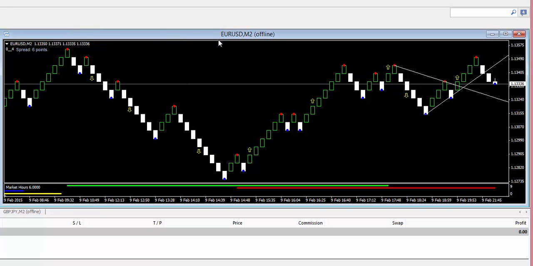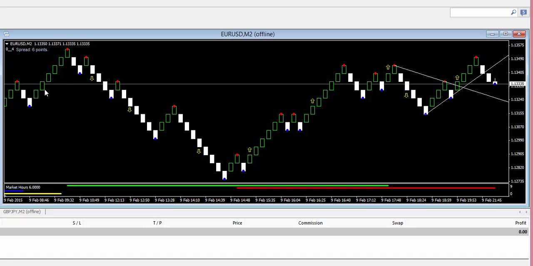Again, this is something we teach in our workshop very early on, and it's a very basic strategy, but it's a very simple and very powerful strategy. As you see today, we had 1, 2, 3, 4, 5, 6, 7, 8 trades. One only went for 5 pips, but all the other trades were very successful.